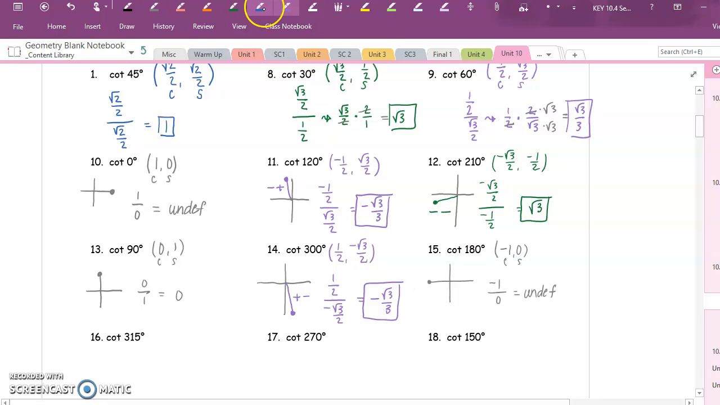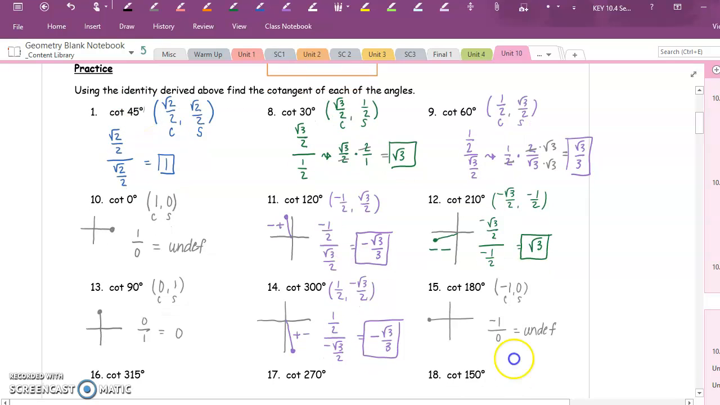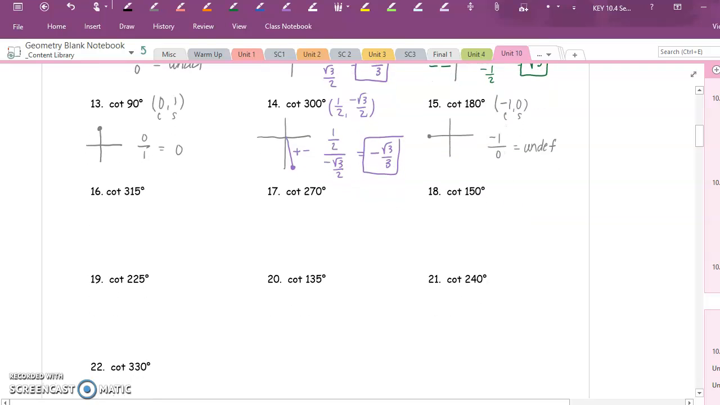Let's do one that goes along with 45 degrees as a reference angle. 45 degrees is anything that ends in a 5. So cotangent of 315, that ends in a 5. So therefore I know that it references 45 degrees. 315 is in the fourth quadrant where it's positive, negative. So we have positive root 2 over 2, comma, negative square root 2 over 2. Goes cosine, comma, sine. So I'm going to put positive root 2 over 2 divided by negative root 2 over 2. And we get negative 1. And it keeps going from there.